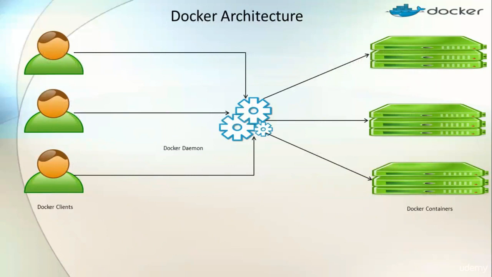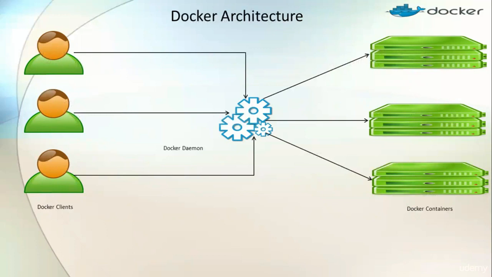The Docker client can be maybe your engineer number 1, engineer number 2, engineer number 3. So people are sitting, and we call them a Docker client. Docker clients are the people who make the call to do something with Docker.